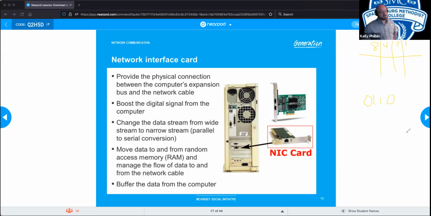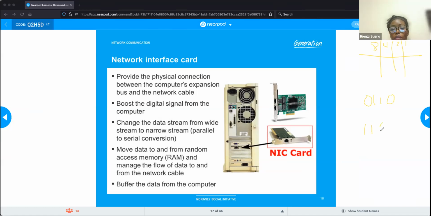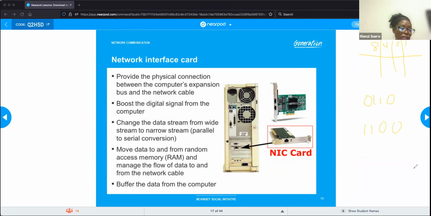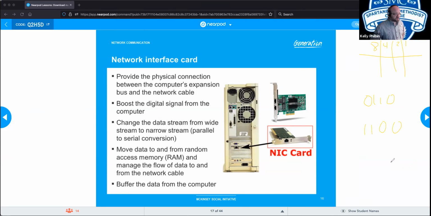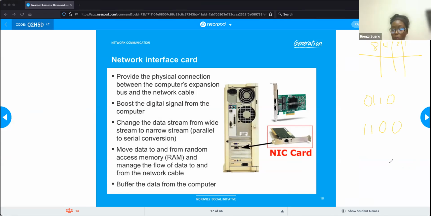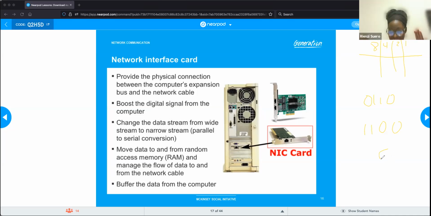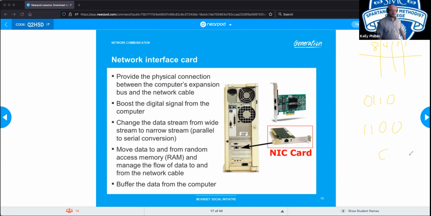All right, what's the binary for 12? 12 would be 1, 1, 0, 0. Now we know we can't write 12 in hexadecimal. So we know it's 0 to 9, and then what do we do? Then letters. So how would we represent 12? B is 11. C. There you go, C.